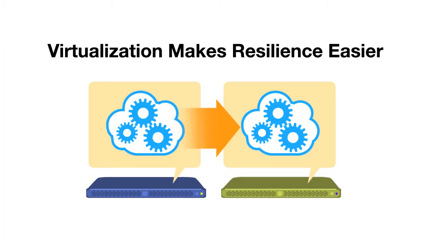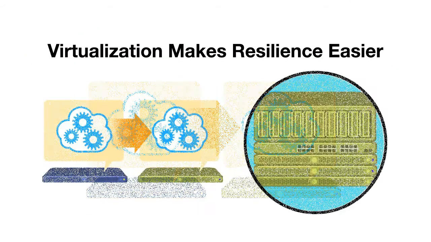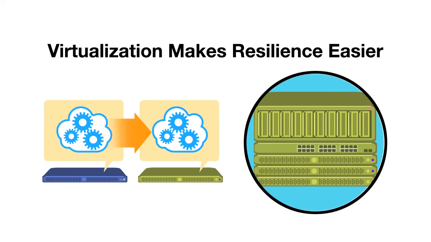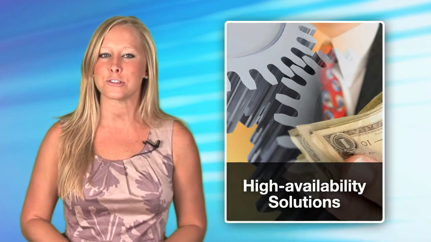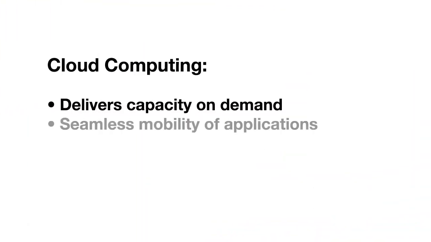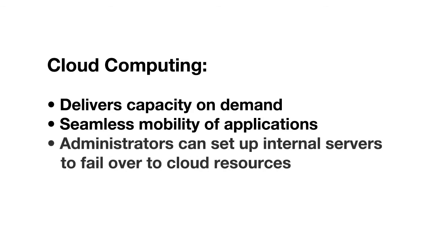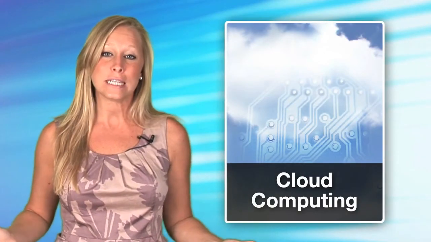Nowadays, virtualization makes resilience a little easier because moving virtual servers from one piece of hardware to another is relatively easy. But you still need to have an identical virtual environment ready to go in case of a failure. And what about applications that aren't virtualized yet? This is where the cloud comes in. Clouds, whether private or public, deliver capacity on demand and seamless mobility of applications. Administrators can set up internal servers to fail over to cloud resources only in case of an emergency. This way you don't need to pay for or maintain redundant infrastructure.